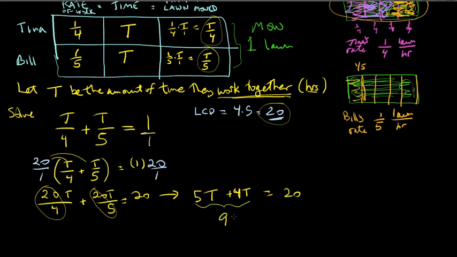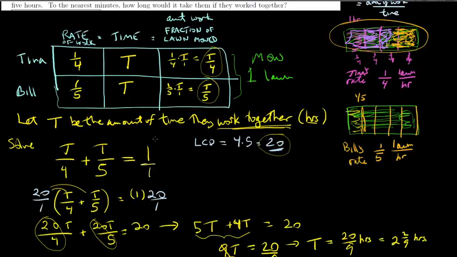5t plus 4t is just 9 times t, which is equal to 20. Divide both sides by 9 and cancel the 9s. So t has to be equal to 20 over 9 hours. What's 20 divided by 9? It's 2 and 2/9. You can write it as a mixed numeral that way. So it's just over 2 hours, in fact 2 hours and 2/9 of an hour, whatever that is.